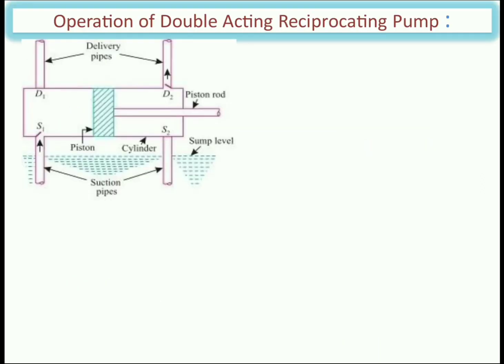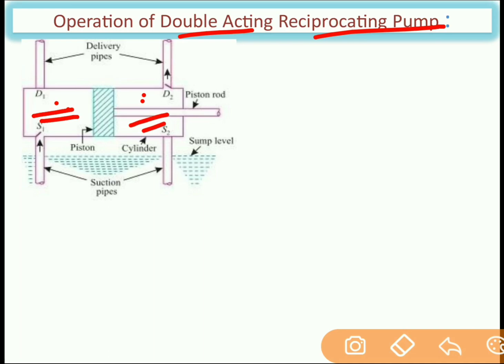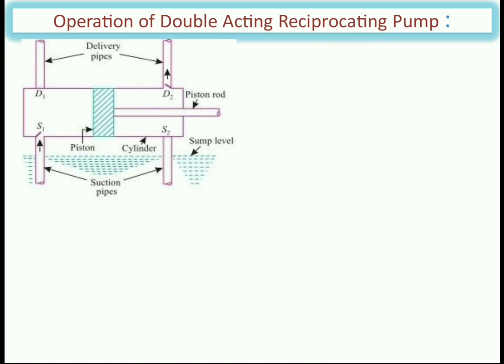Now let us understand the operation of double acting reciprocating pump. In single acting reciprocating pump, liquid was acting only on one side of the piston. However, in case of double acting reciprocating pump, liquid will act on both sides of the piston. So there is liquid over here also and at the end of the piston also.